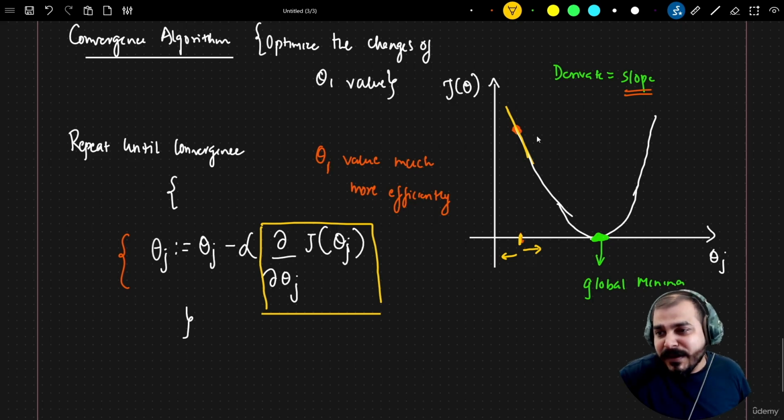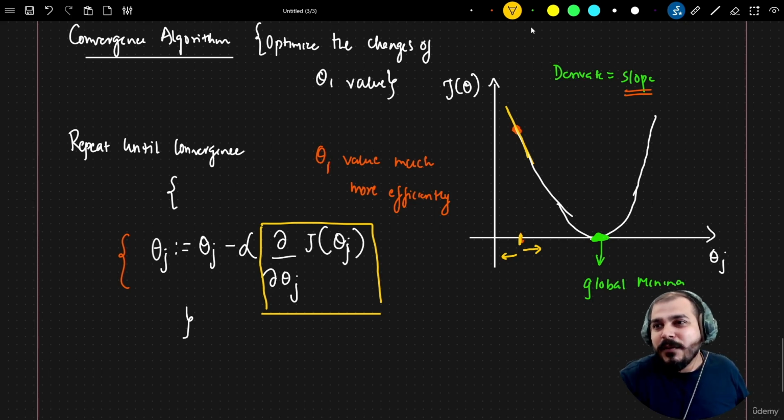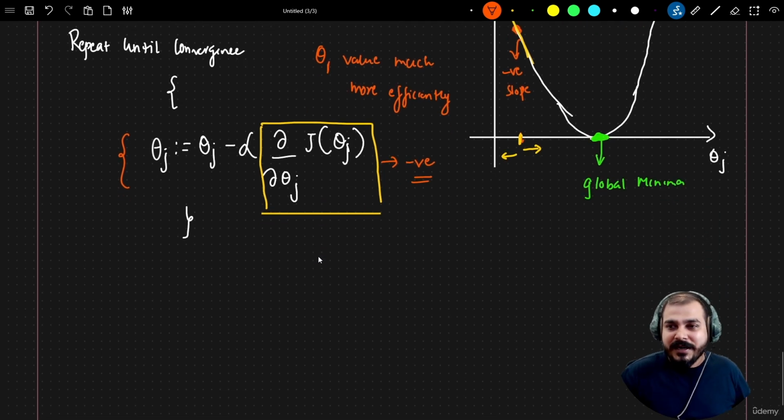Now at this particular point, if I really need to understand whether this is a positive or negative slope, just see the right part of the line. The right part of the line is facing downwards. If it is facing downwards, we will say this is a negative slope. When we say negative slope, that basically means whenever we find the derivative, this value is going to be negative.